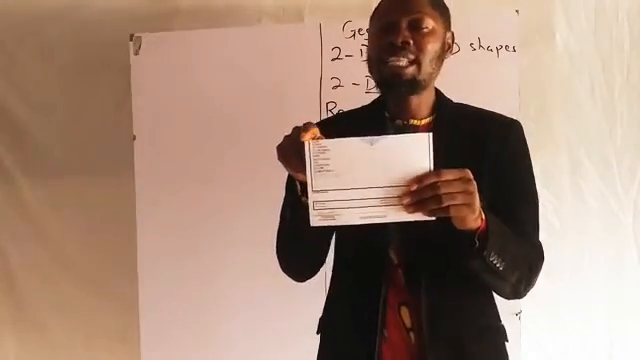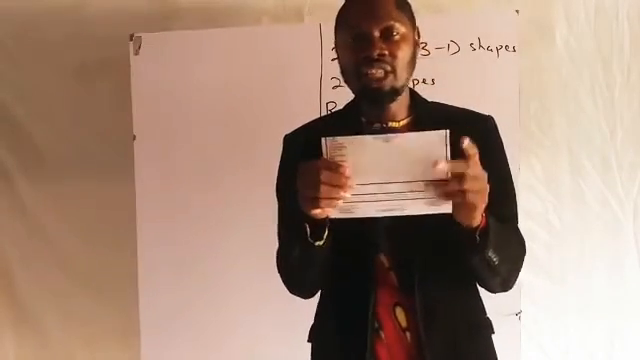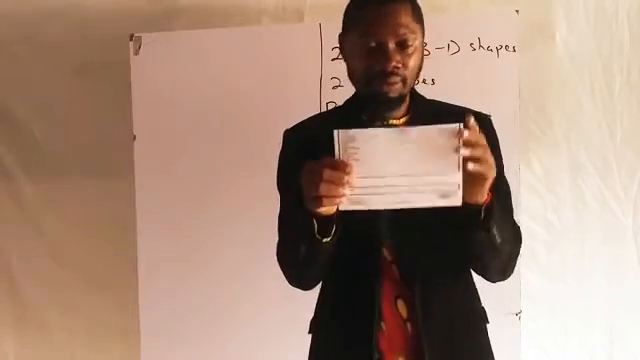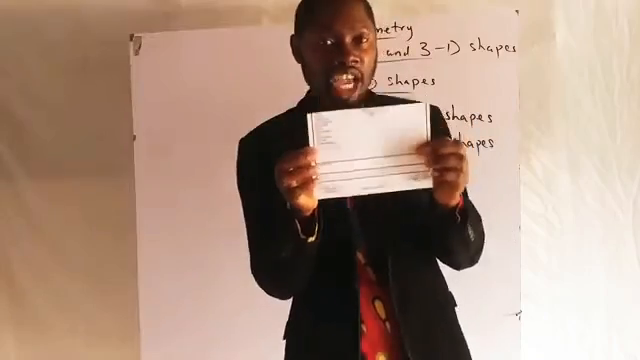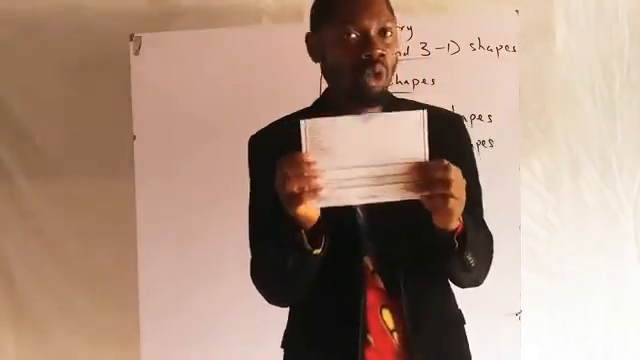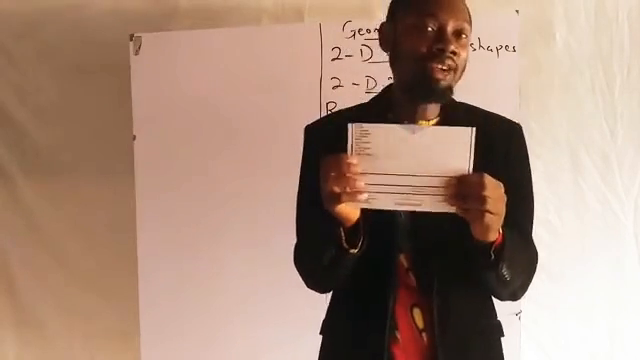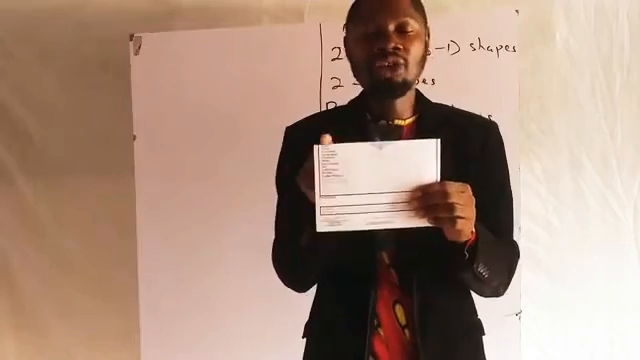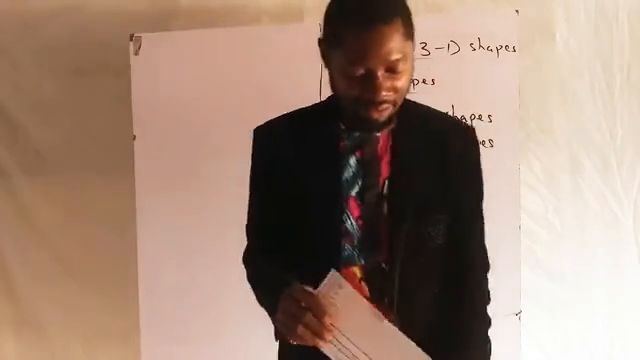Because this part is a long part, it is called the length. Then this other part is called the width or the breadth. Now you see that they don't have the same dimensions. So this type of shape is not a regular two-dimensional shape. A rectangle is not a regular two-dimensional shape because all the sides are not equal. So take note of that.